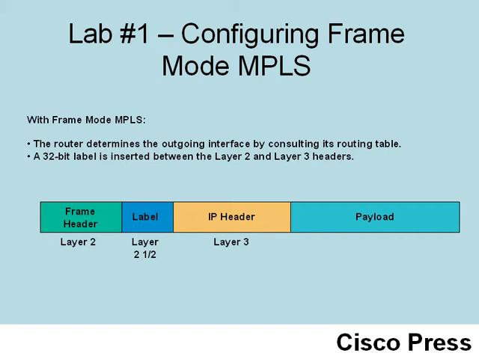But in this lab, we're going to keep the MPLS configuration fairly basic. So for our purposes, just understand that we're going to be adding this label between layers 2 and 3, and the router is going to transmit that labeled frame.